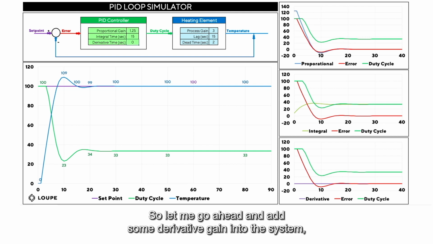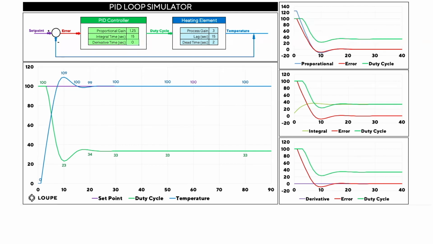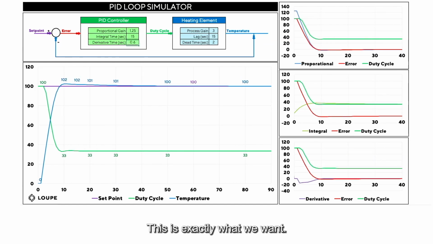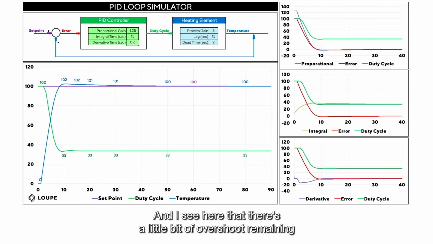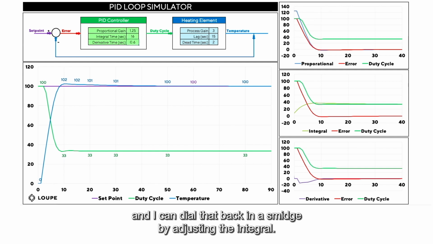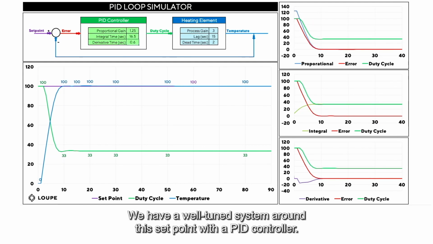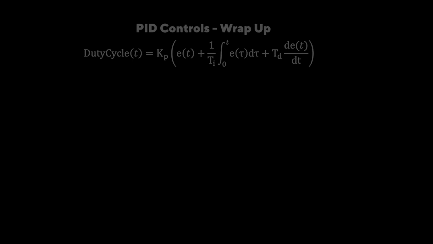So let me go ahead and add some derivative gain into this system. And we'll see that as the derivative time increases, my overshoot decreases. This is exactly what we want. And I see here that there's a little bit of overshoot remaining, and I can dial that back in a smidge by adjusting the integral, and then we have it. We have a well-tuned system around this set point with a PID controller.